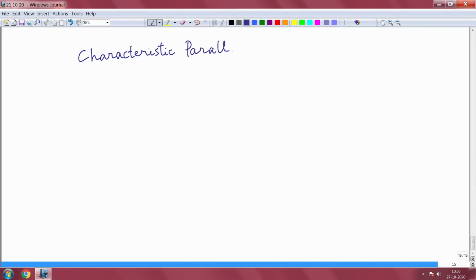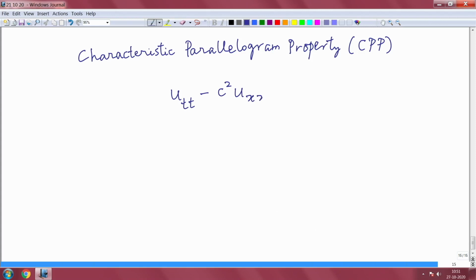Characteristic parallelogram property. For short, I will use CPP to denote this. So, again we consider the wave equation. Here the initial conditions are not explicitly used, but they are in the background. So, this is the wave equation.